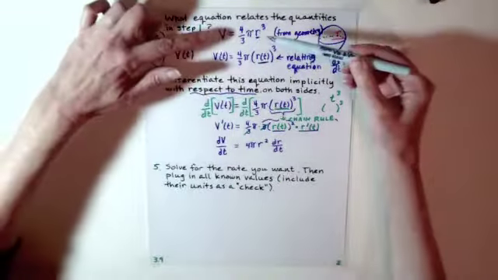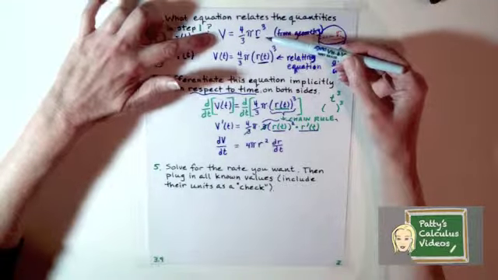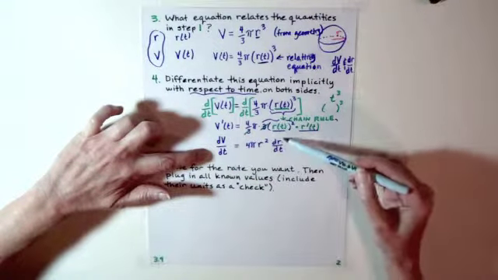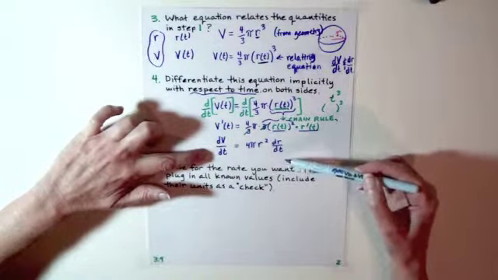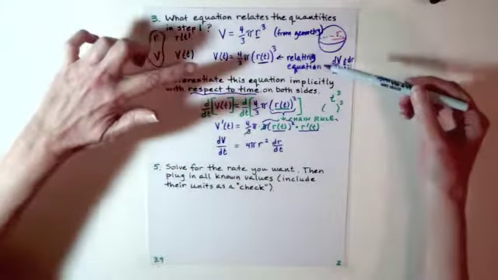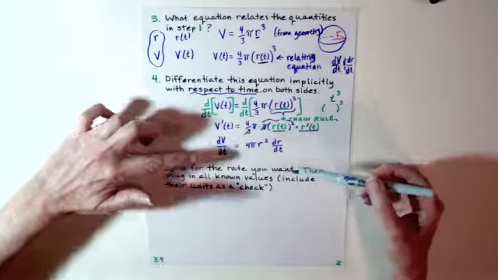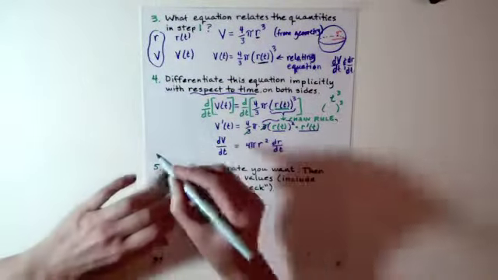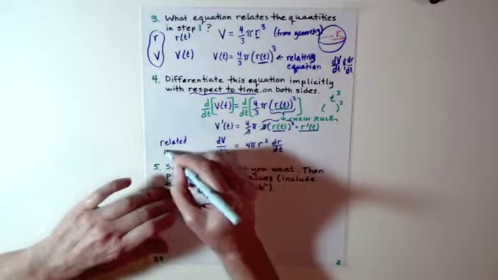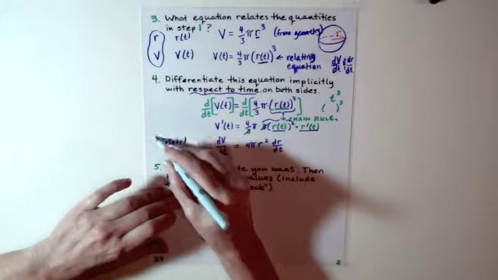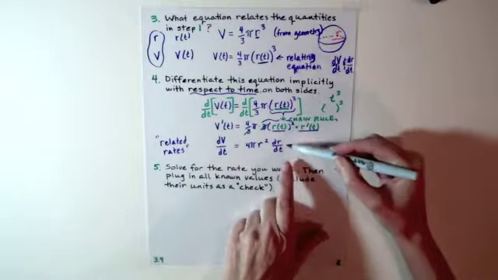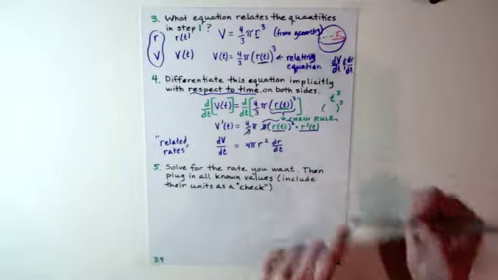Notice that I went from an equation that related v and r together to an equation that related the thing that I want, dv dt, and the thing that I was given, dr dt. So by taking the derivative on both sides with respect to time, I transform my relating equation into an equation that relates rates together. And that's where the word related rates comes from. When we discuss this type of problem, you can see that the rate that the volume is changing is related by this equation to the rate that the radius is changing.